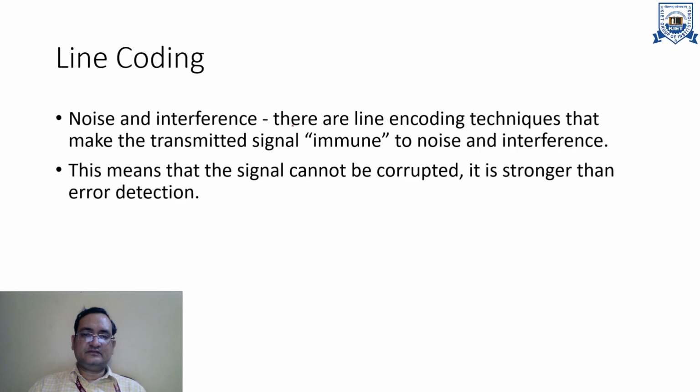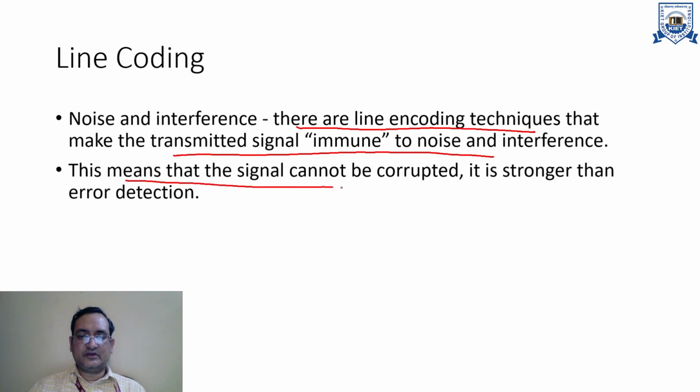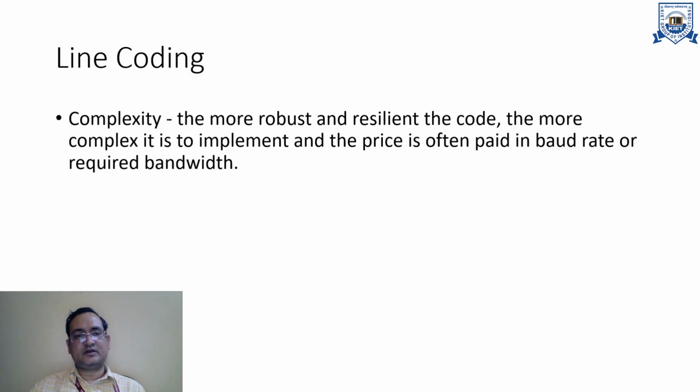Noise and interference. There are line encoding techniques that make the transmitted signal immune to noise and interference. For example, if a bit is corrupted because of noise, it will be detected at the receiver end. This means the signal cannot be corrupted easily if it has stronger error detection capability.